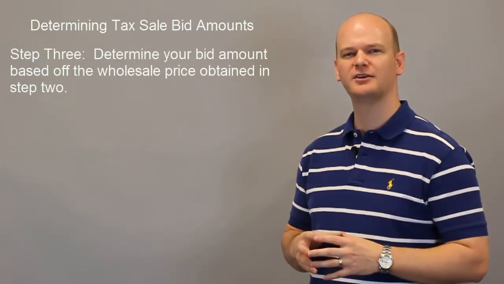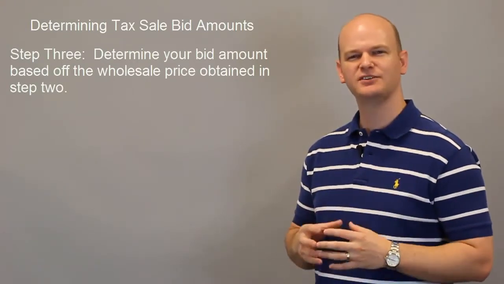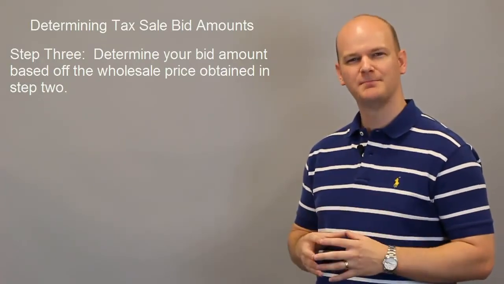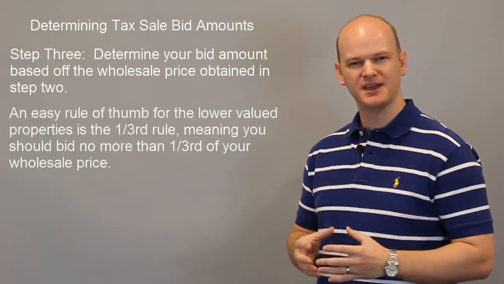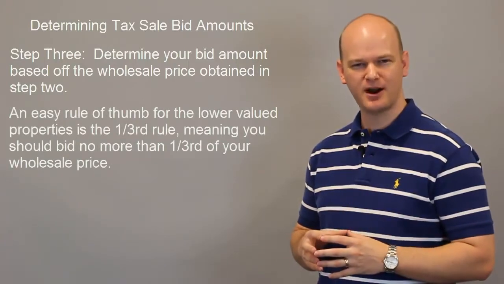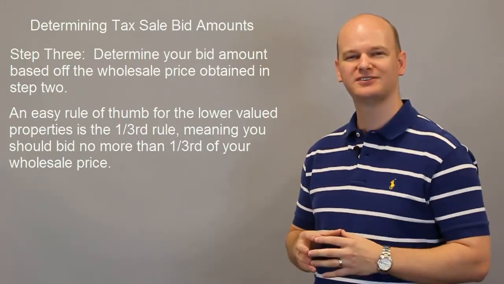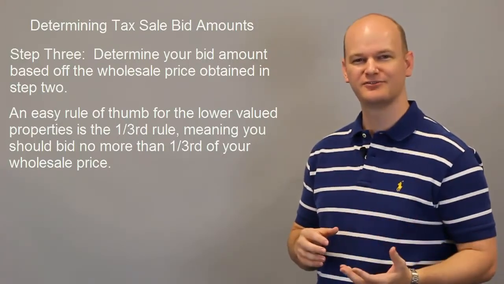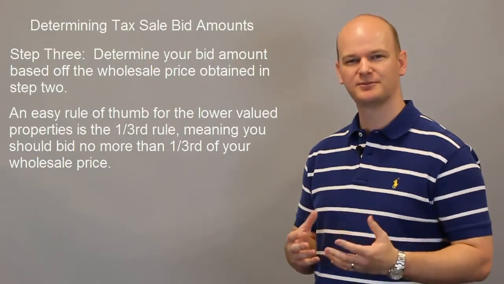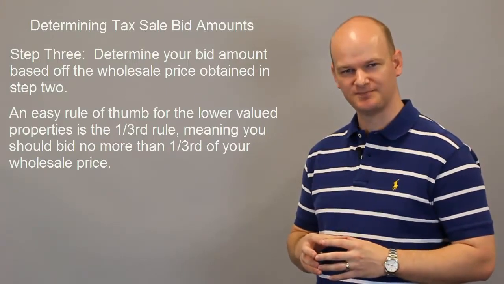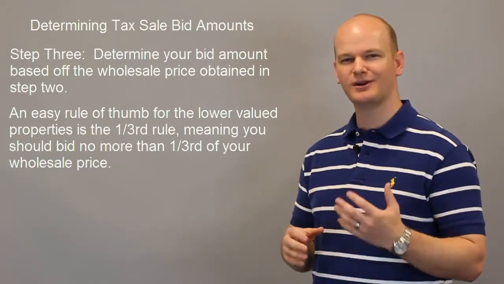On the lower valued properties, say $10,000 or even $20,000 and under, I want to use what I call the 1/3 rule. Basically, I will triple my money. If I pay $5,000 for a piece of property, I need to be able to sell it at my wholesale price, which should be $15,000. I will not pay over $5,000. If I'm buying a piece of property for $1,000, I need to be able to sell it for $3,000.